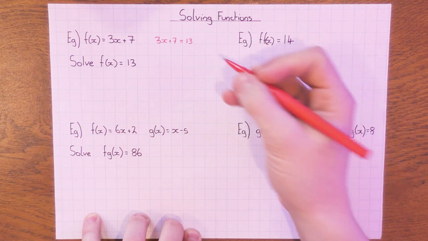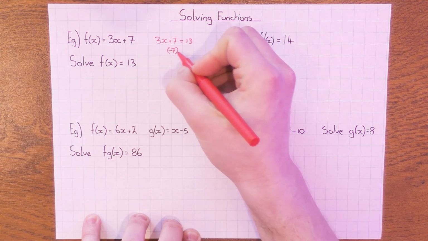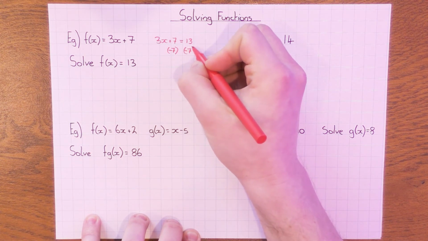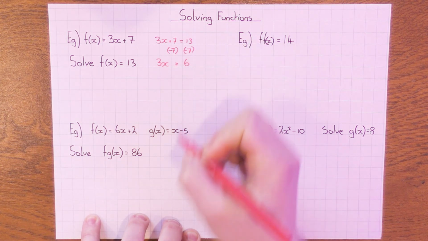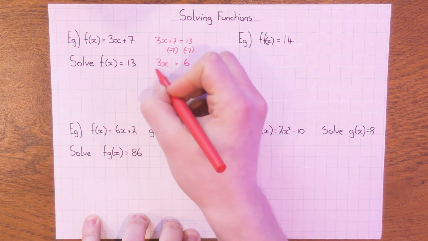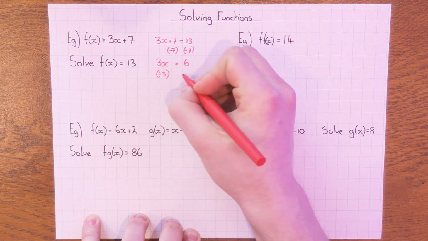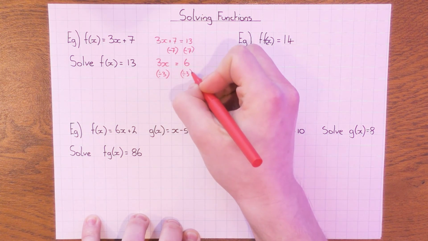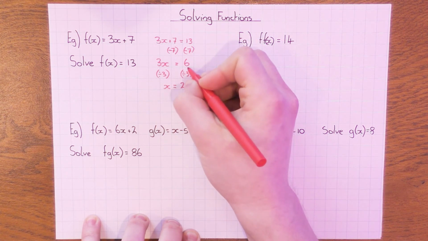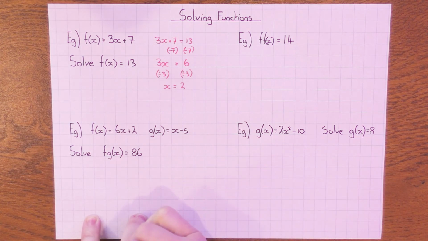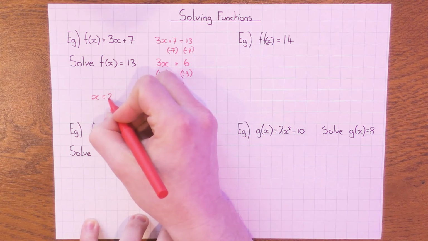Now to solve it like an ordinary equation, I want to get rid of that plus 7 by taking away 7 from both sides, which leaves me with 3x equals 6. Once I've got that, I can get rid of my times by 3 by dividing both sides by 3, like so. That leaves us with x equals 6 divided by 3, which is 2. And there we have our answer, x equals 2. You can make that a bit bigger down here if you wish.